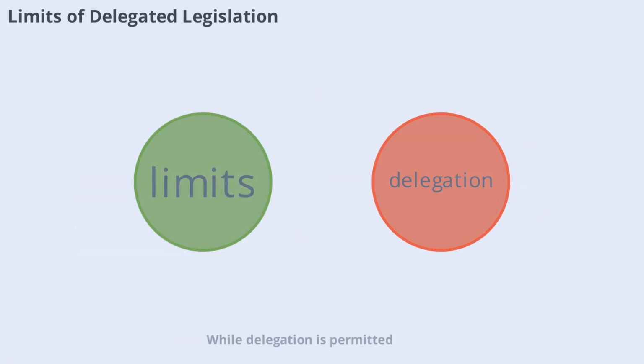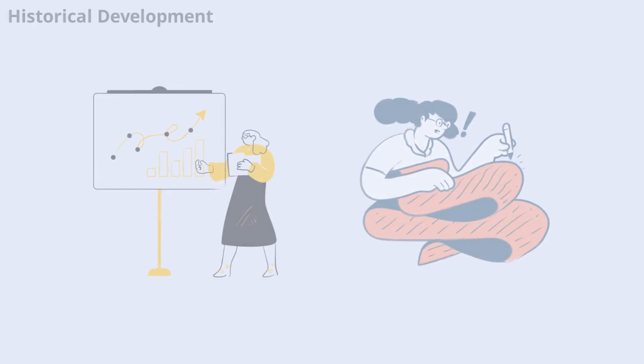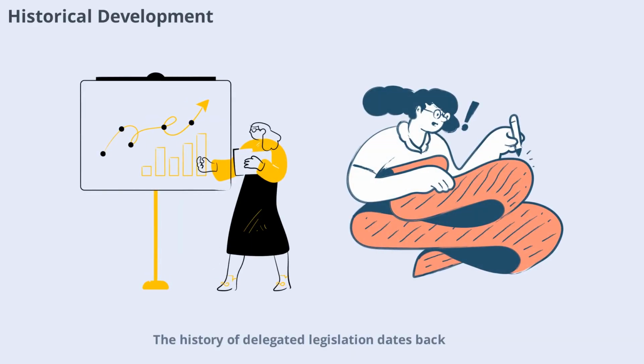While delegation is permitted, it must not include essential legislative functions like determining policy or the fundamental structure of the law. Only non-essential details, such as procedures and implementation mechanisms, can be delegated. The legislature must provide clear guidance and standards to the executive, ensuring that the core intent of the law is preserved.